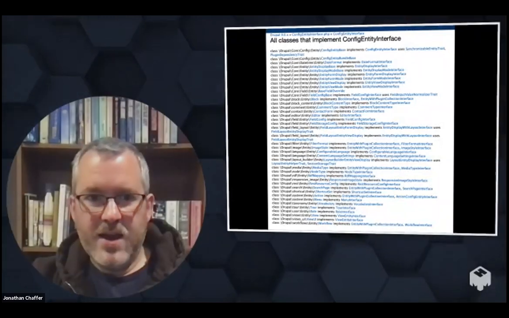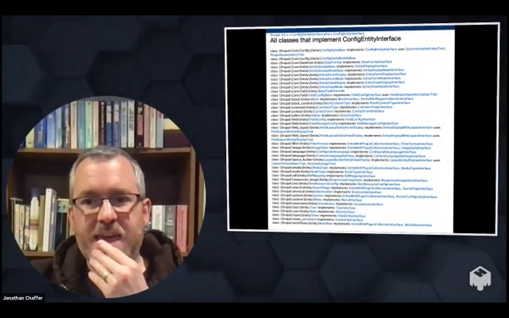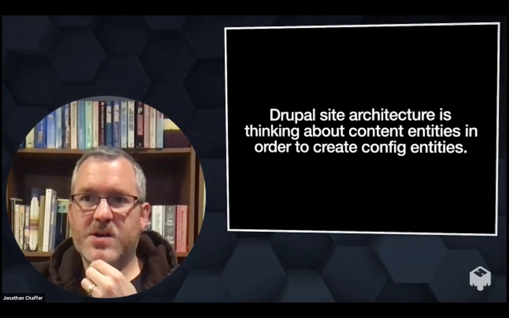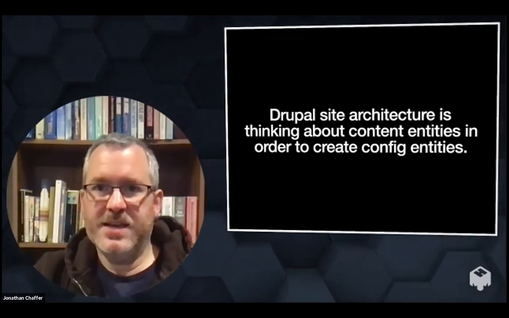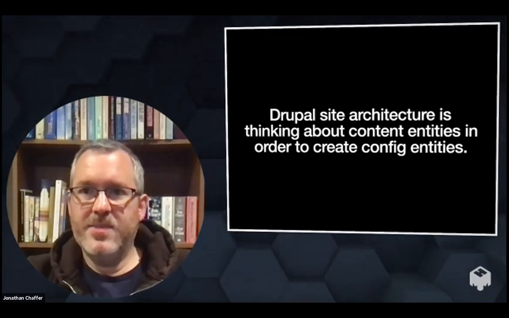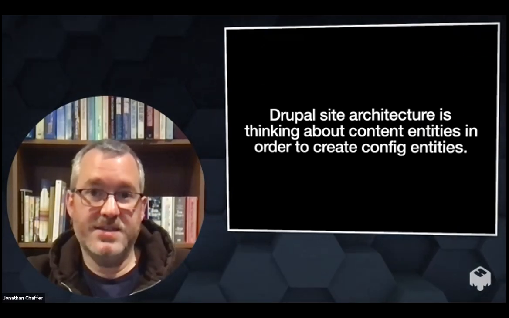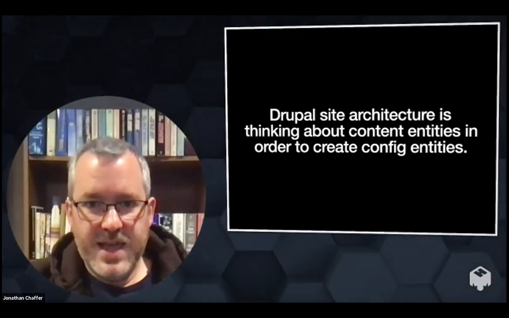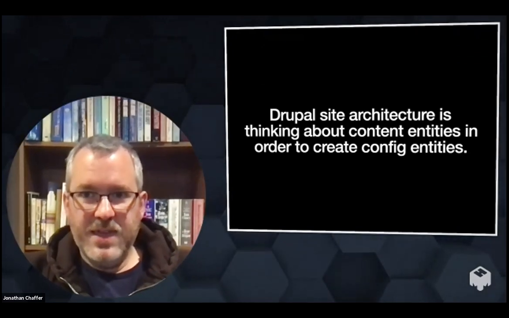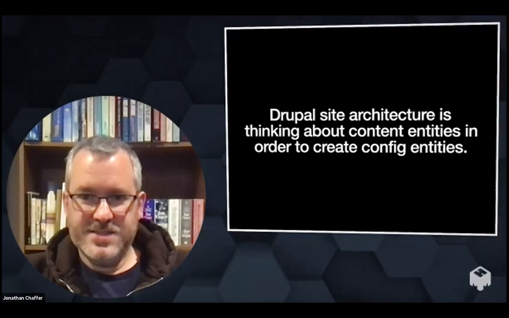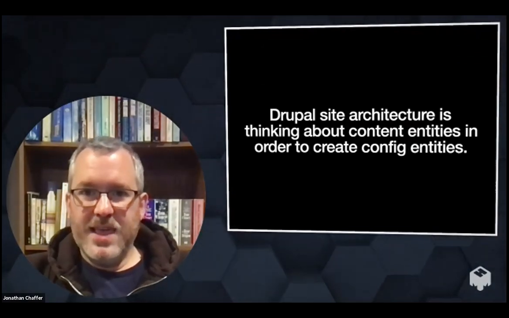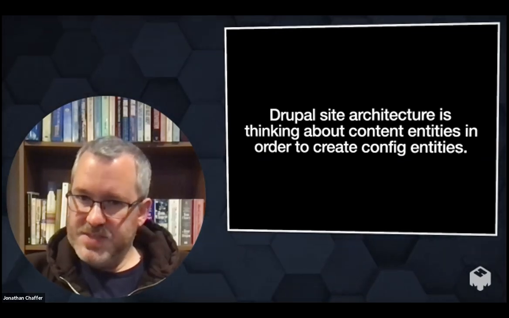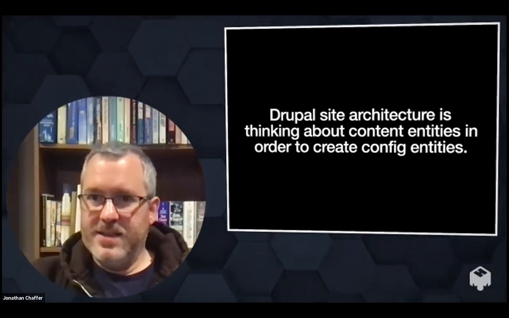So why do we care? Config entities allow us to put our site together, to define the structure of the site so that content editors can go in there and make pieces of content, make content entities. So fundamentally, the Drupal site architecture we're going to talk about today is the process of thinking about content entities, designing the content entities, so that later we can use that understanding of the site to create the configuration entities that power them.